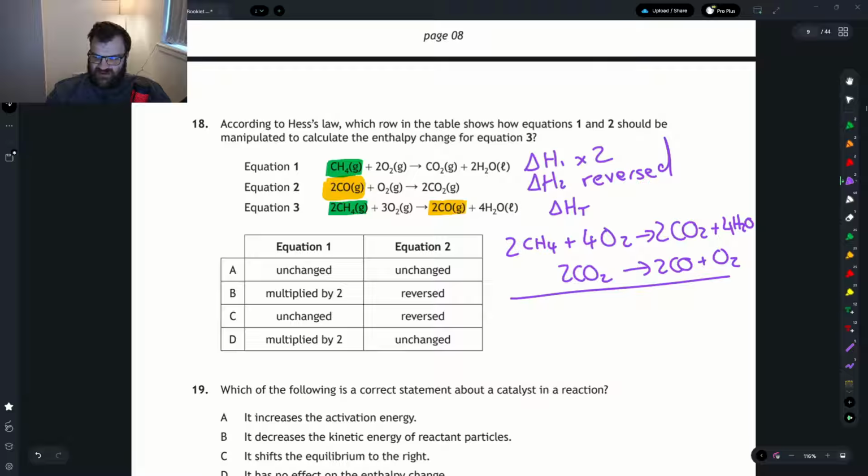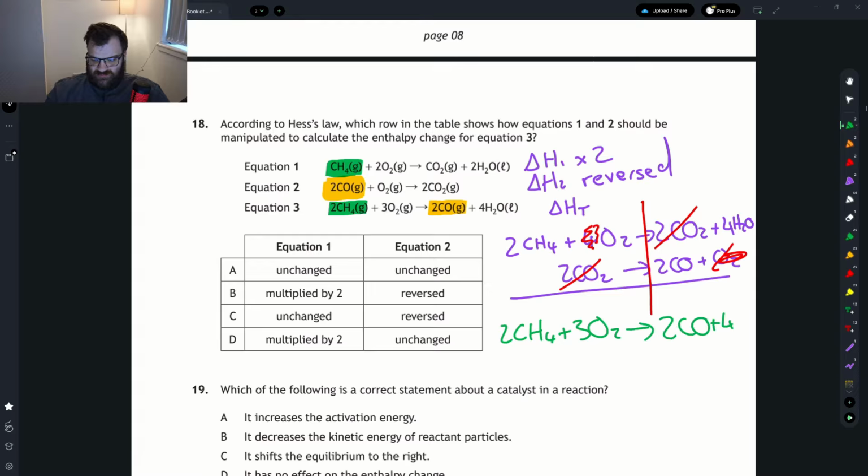We're looking to see, is there anything that appears on left and right hand sides to be cancelled out? Well, carbon dioxide can get cancelled. 1 oxygen can get cancelled. And that leaves us with 2 CH4s, 3 O2s, 2 COs, and 4 H2Os, and that is our target. It matches the target, and that means we have done the right thing. So equation 1 multiplied by 2, and then that one's reversed. And then if there were numbers, we just shove those numbers in. So 2 times whatever the first value is, and then minus whatever the second value is.